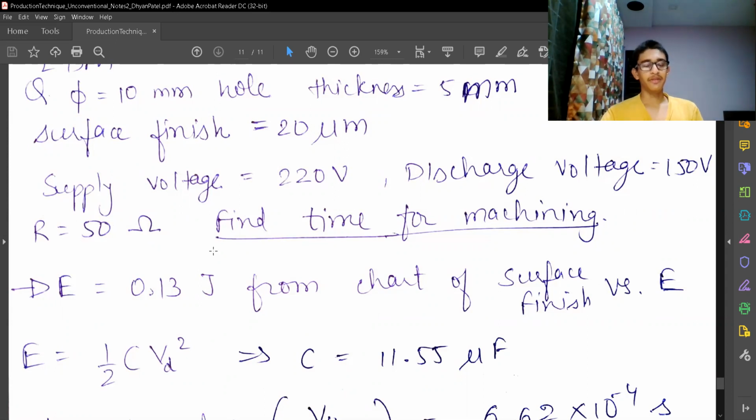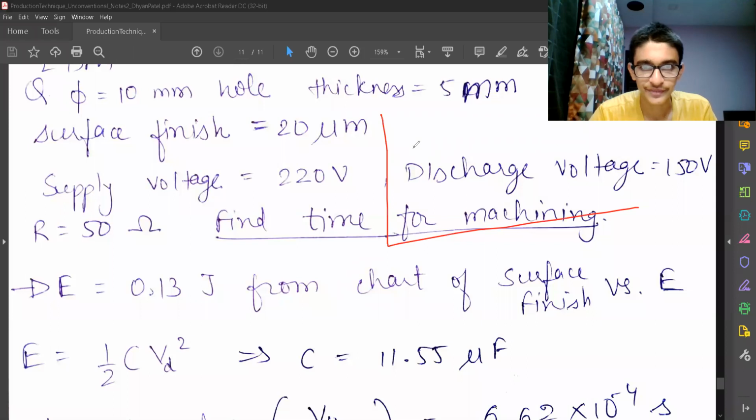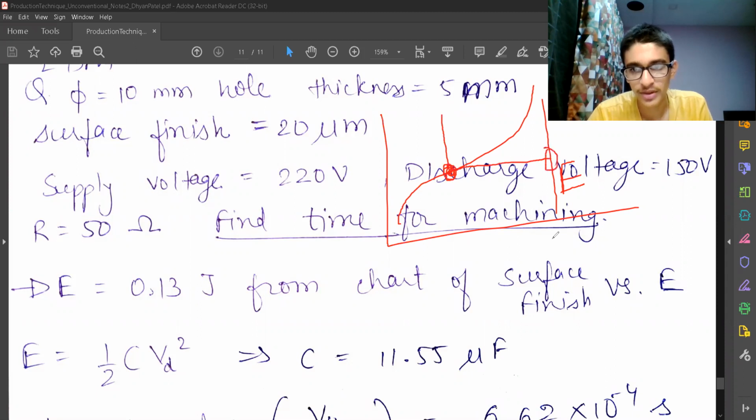When the capacitance value is provided, we use it to find the energy stored. But when we are given the surface finish, there is a chart provided, in which a curve is made. On one axis we have energy, and on the other axis we have surface finish. Looking at the surface finish, the point of intersection on the curve and the perpendicular direction will give me the energy. So from there we can directly find the energy from the chart.